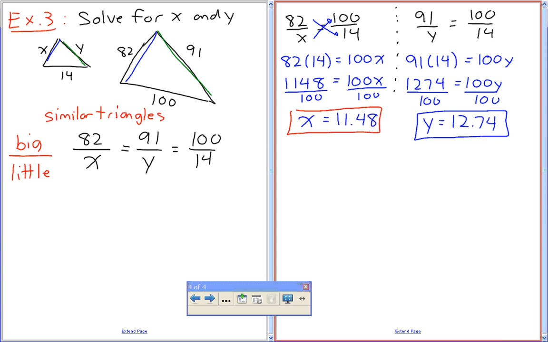Just to make sure we got this here, the numbers sort of go 82, 91, 100. And if you take a look, 11, 12, 14. So they're getting bigger just on the other side. It's called proportion. Are we feeling somewhat okay, Ms. Moore? Should I give one more like this?